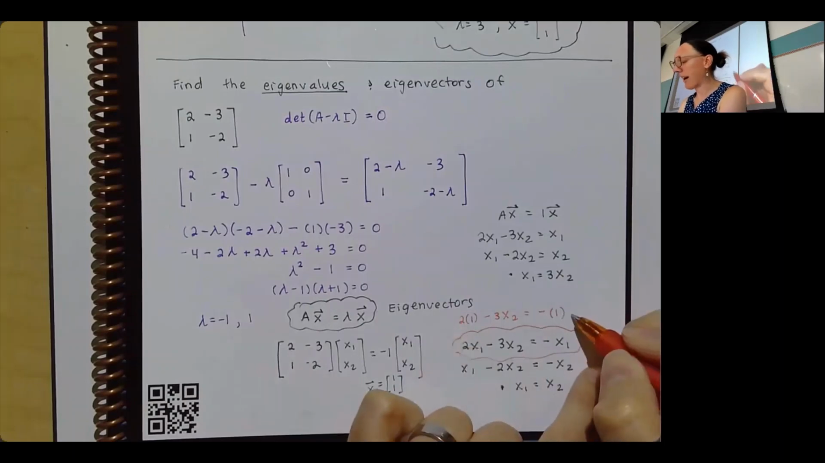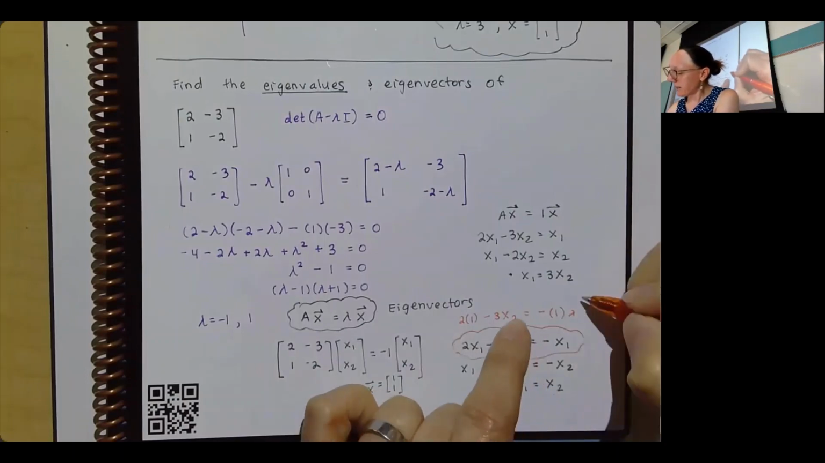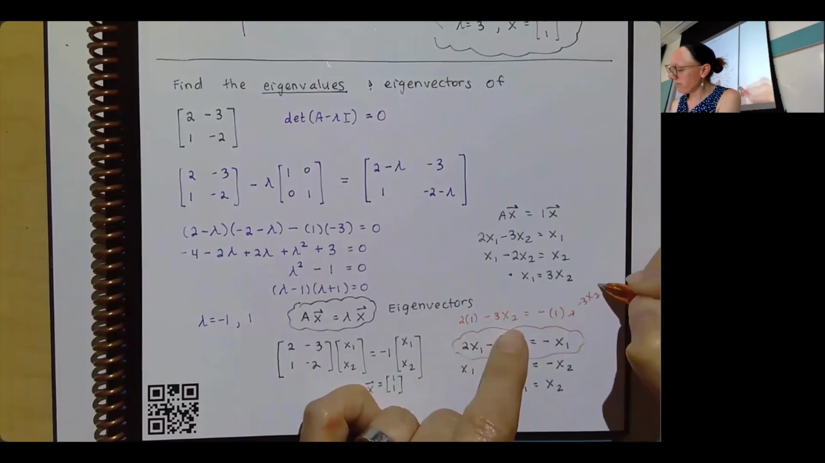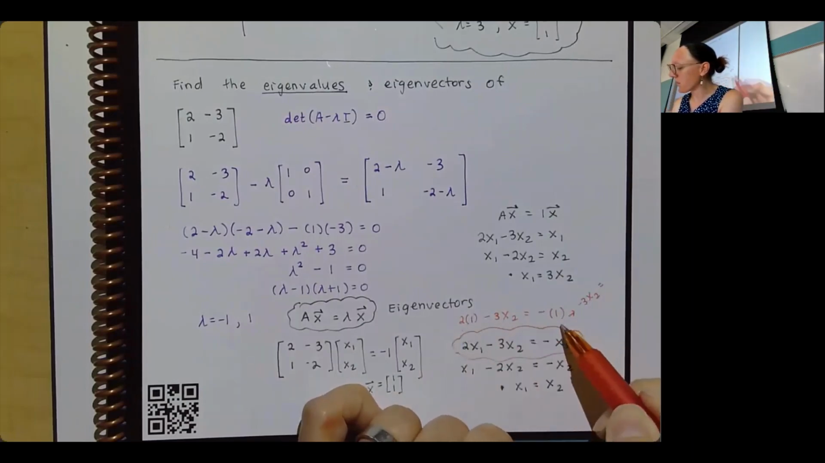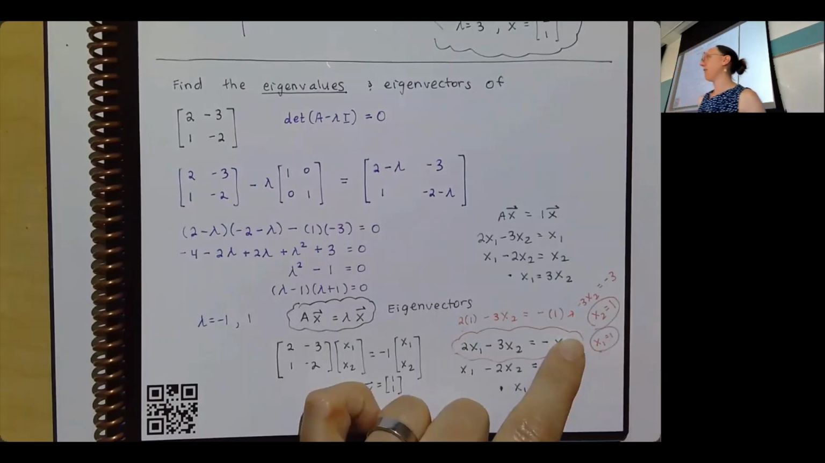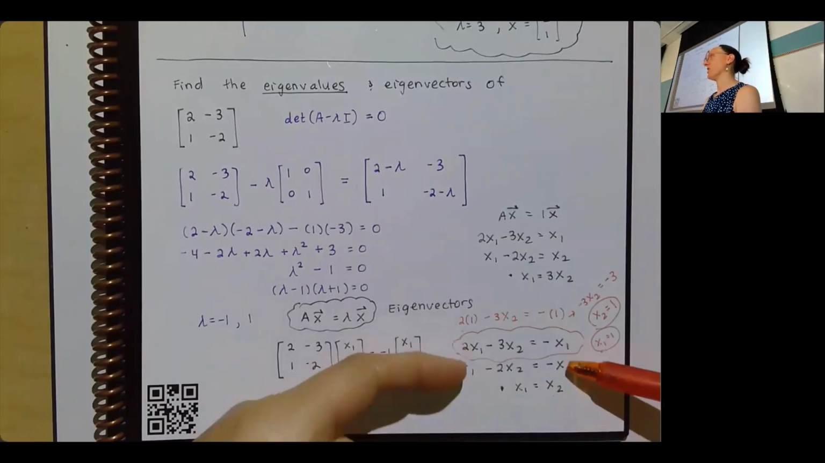I get, sorry, I'm trying to squeeze it in here. I apologize. I get -3x2, and if I subtract 2 from both sides, is equal to -3. So I get that x2 is equal to 1. It shouldn't matter which equation you plug it into. If you plug in 1 for x1, you'll get the same value for x2, no matter which of these two equations you plug it into.